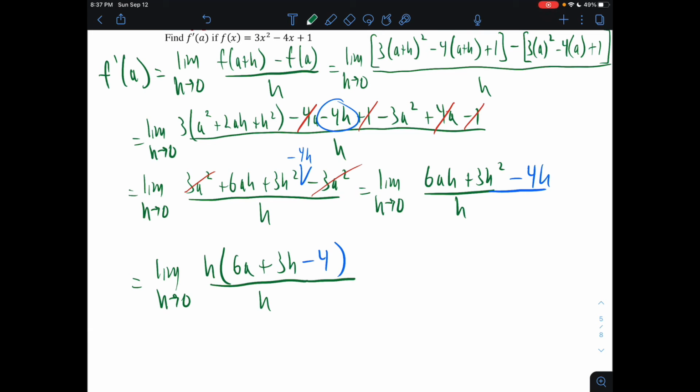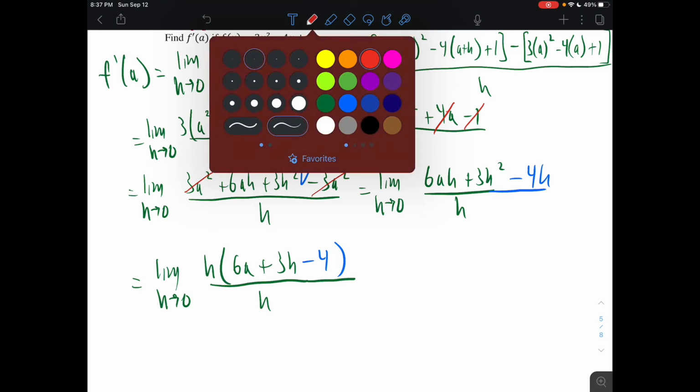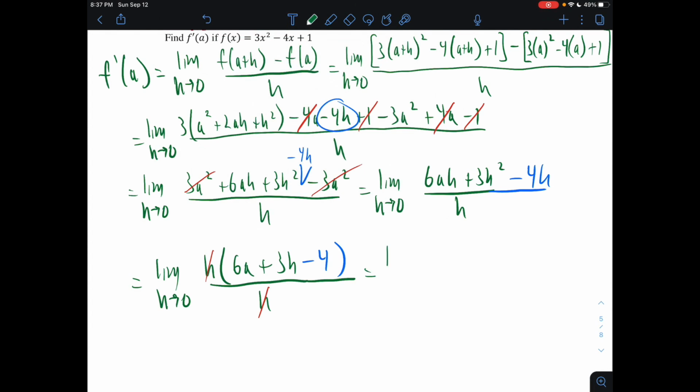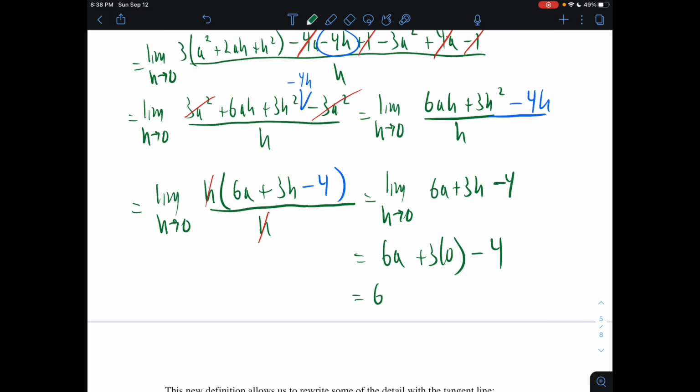So now that I've factored out my h from my terms in the numerator, I can cancel those out. And I have the limit as h approaches 0 of 6a plus 3h minus 4. I can now use direct substitution by plugging in h equal to 0. The limit expression, remember, will go away at this point because I'm actually evaluating the limit. And now all I have is just 6a minus 4.